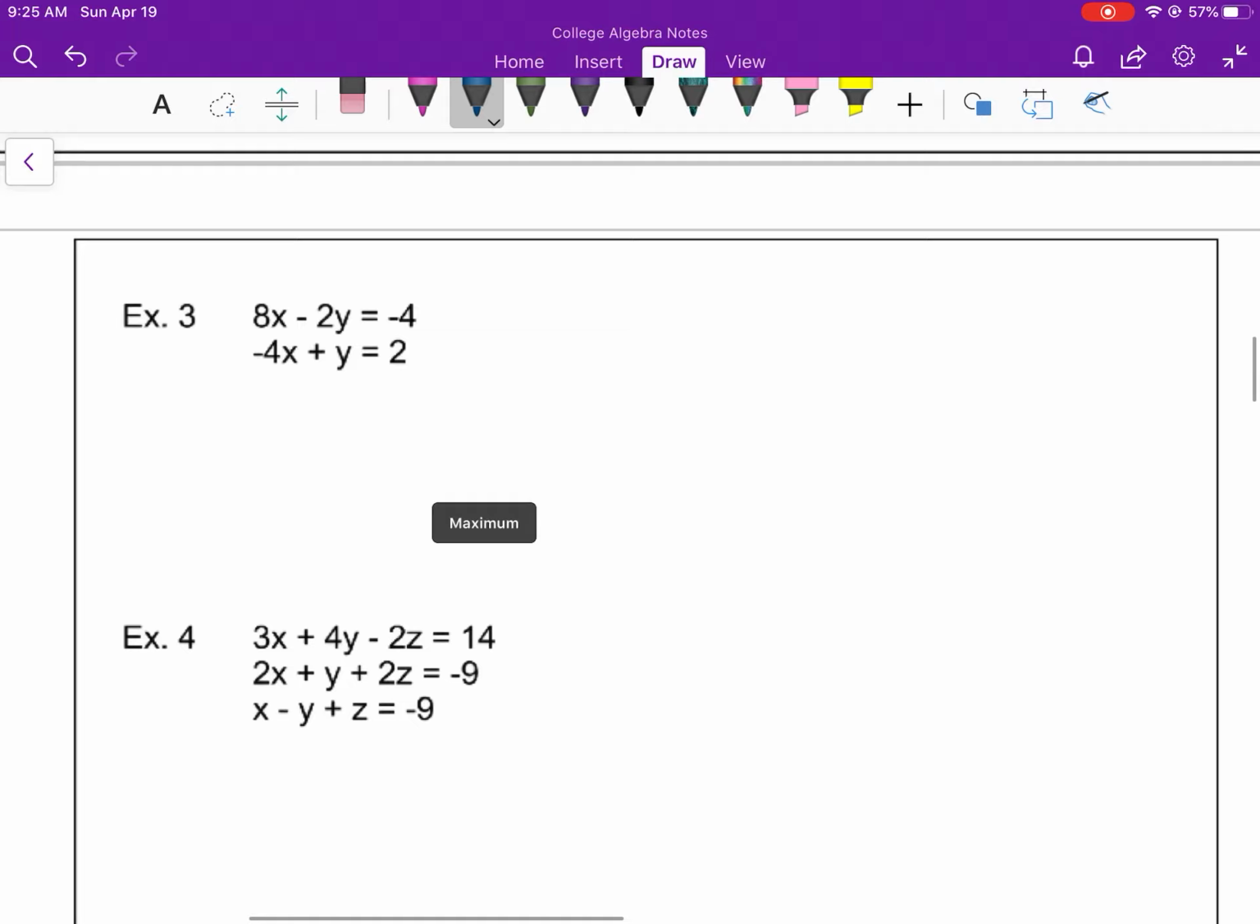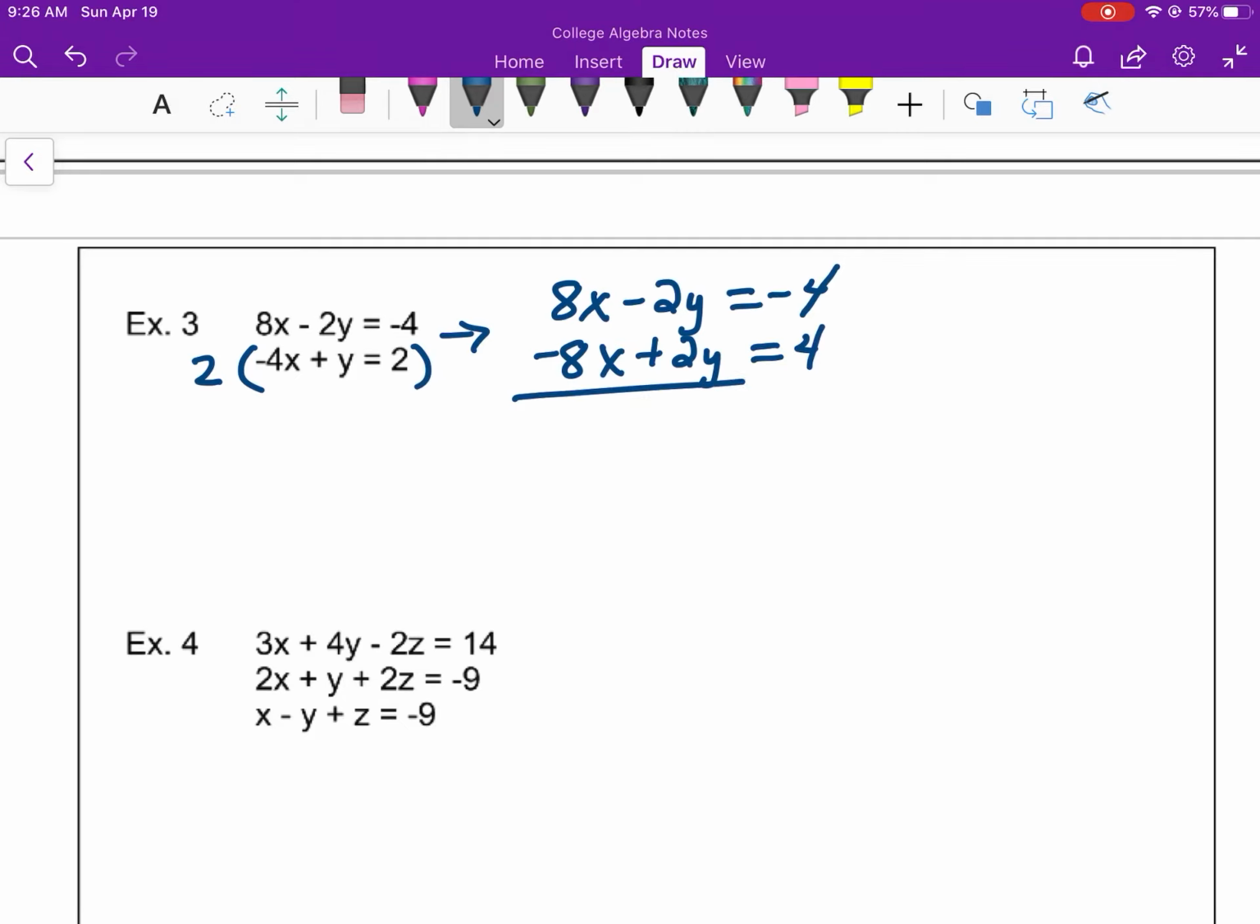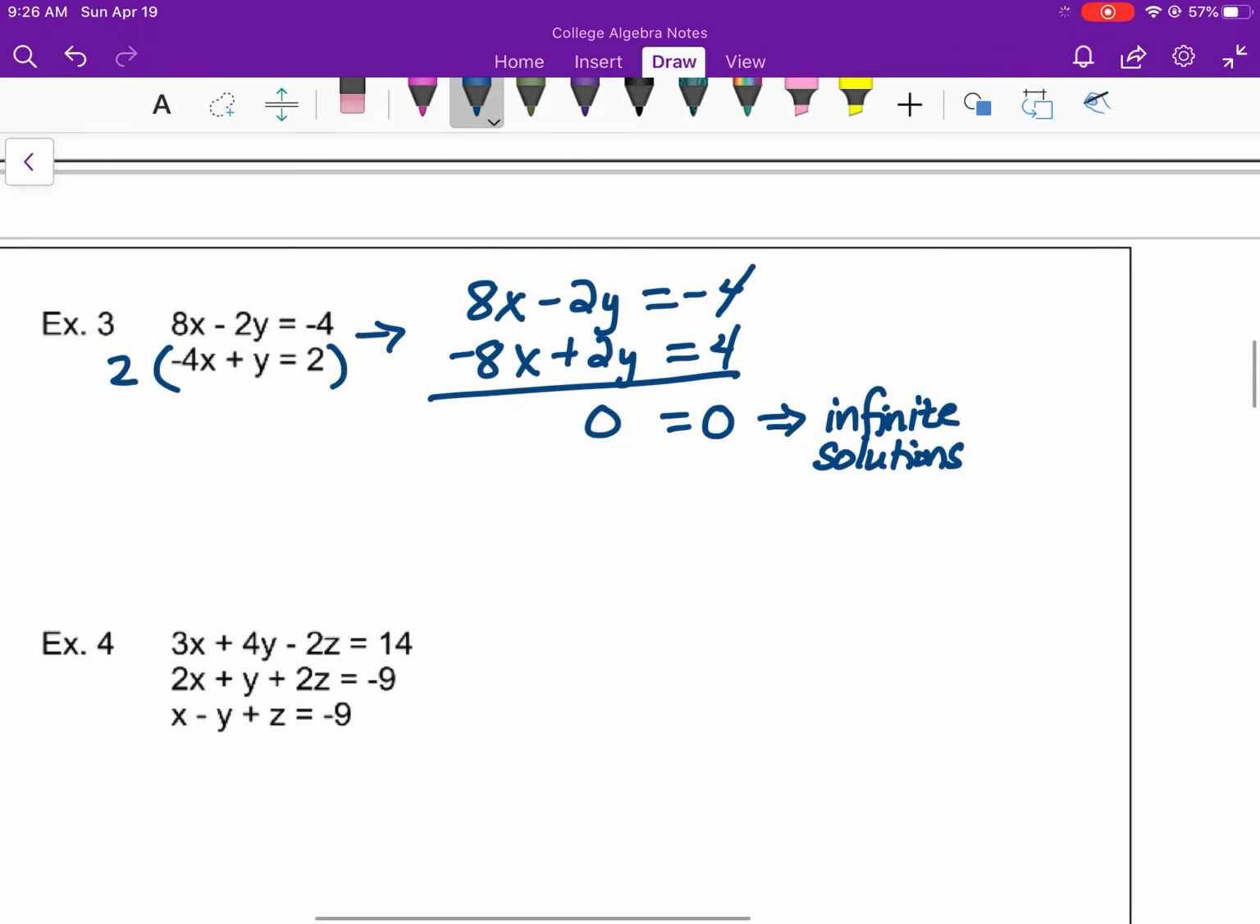Okay, let's look at this next one. Let's say I wanted to eliminate x again, so I would double this equation. Now when I add everything up, I get 0 equals 0. That yields infinite solutions. There's a particular way for you to write infinite solutions as a solution set, and I'll cover that here in just a second.